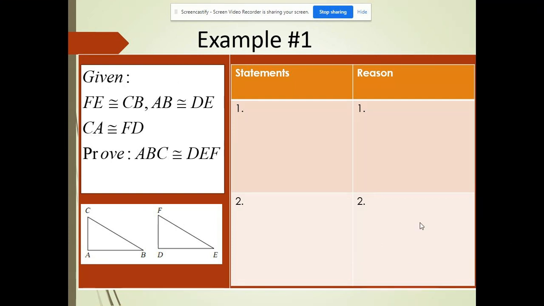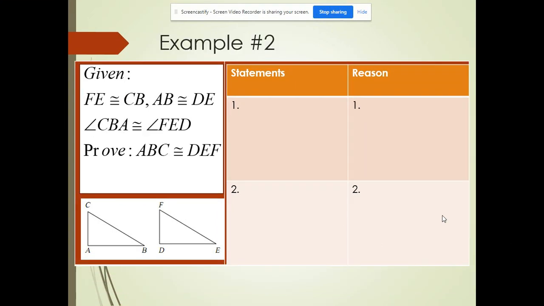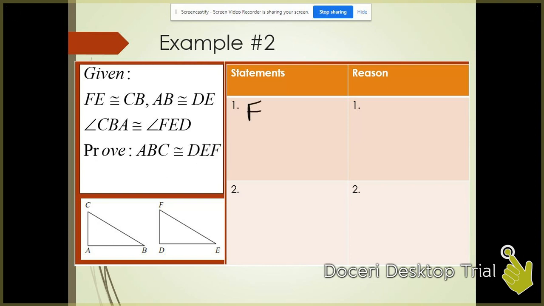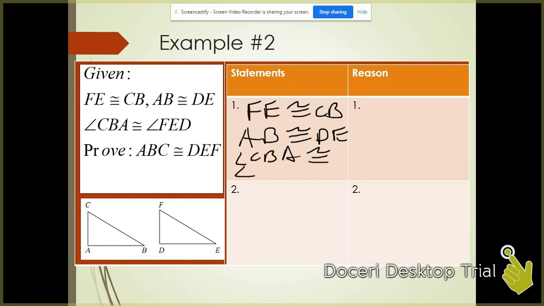Let's go ahead and look at another example. Once again, we have some given information. We're going to write that down first. So we can say FE is congruent to CB. We can say AB is congruent to DE. And this time we have an angle. We have angle CBA is congruent to angle FED.